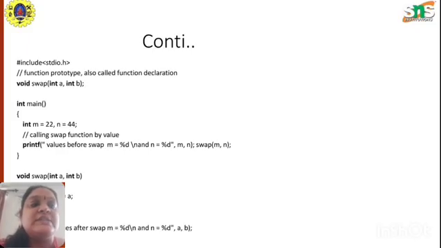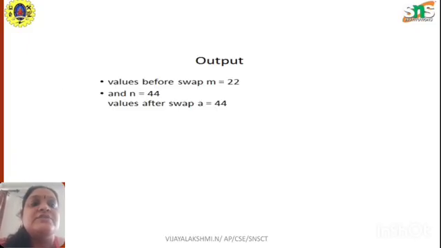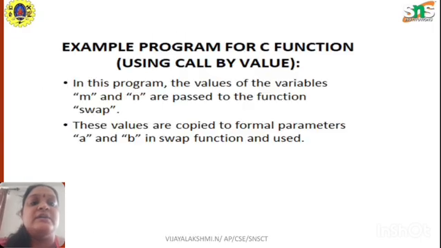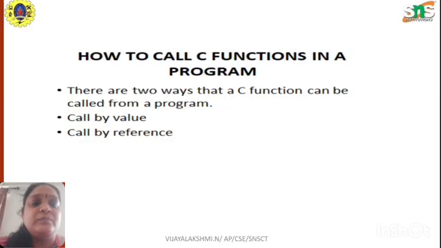So now we will check the result here. If you check the result, the values before swapping are m equal to 22 and n equal to 44, and the values after swap are a equal to 44 and b equal to 22. So this is what we can understand about the function.